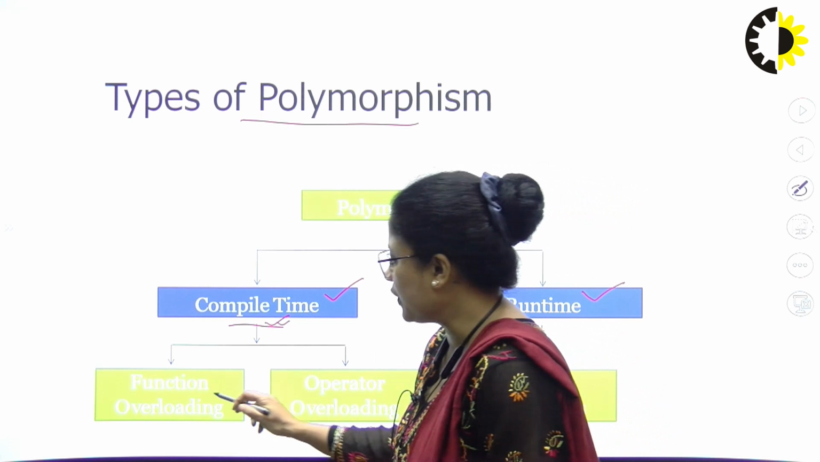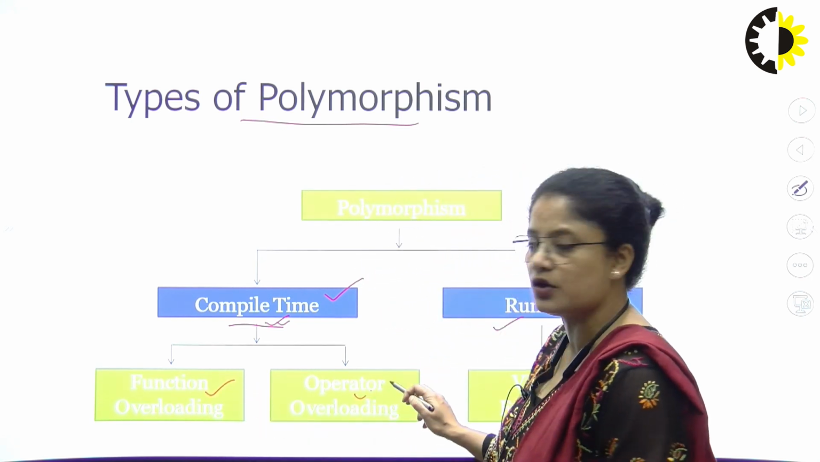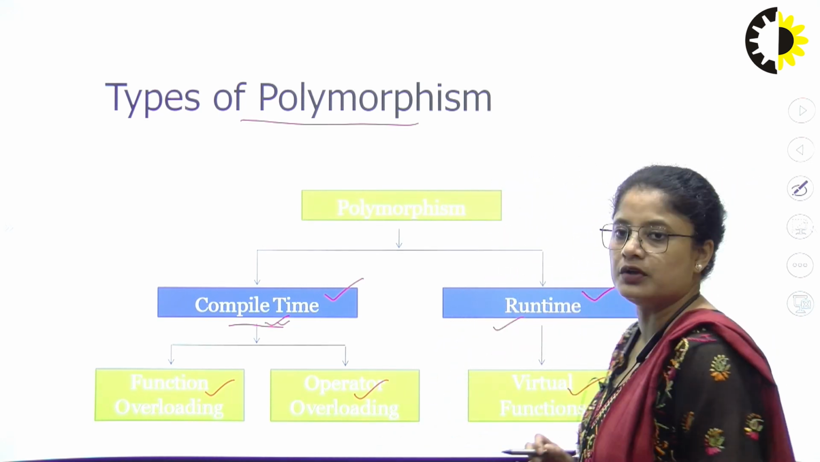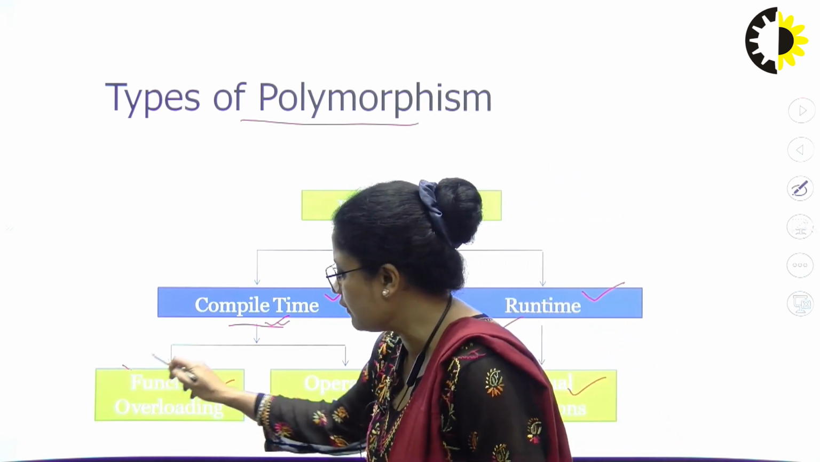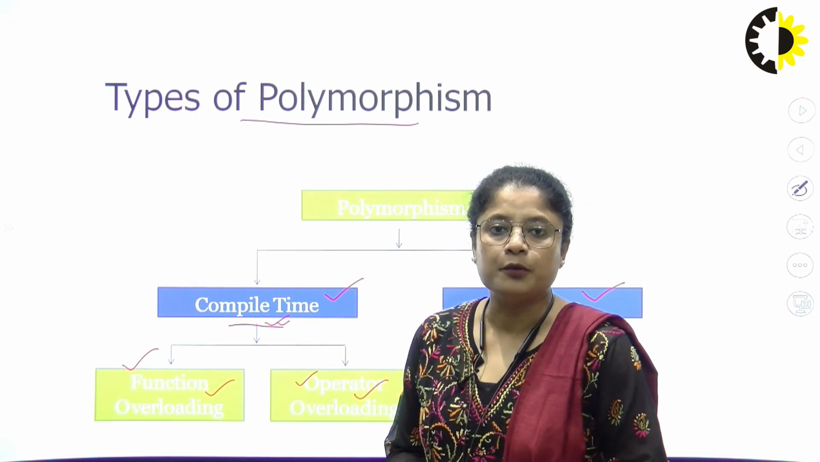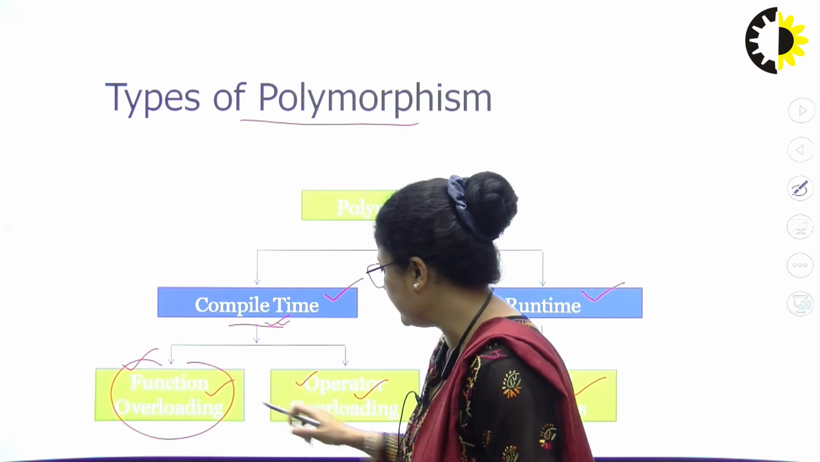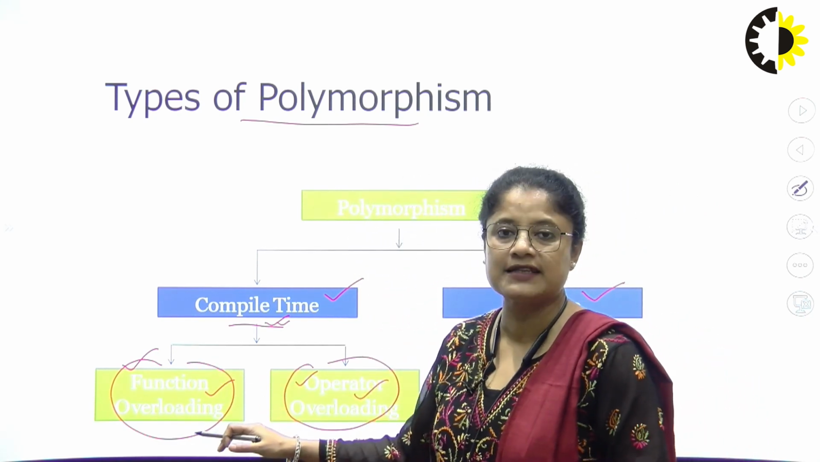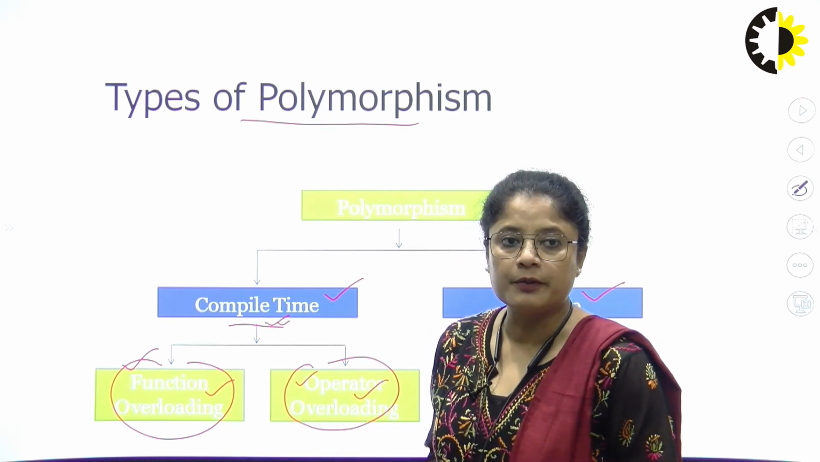Under compile time, we have two kinds of polymorphism: function overloading and operator overloading. Under runtime polymorphism, we have virtual functions. In today's class, we'll be talking about function overloading and operator overloading, which come under compile time polymorphism. We'll start first with function overloading, take some examples to understand its meaning, and then move on to operator overloading.